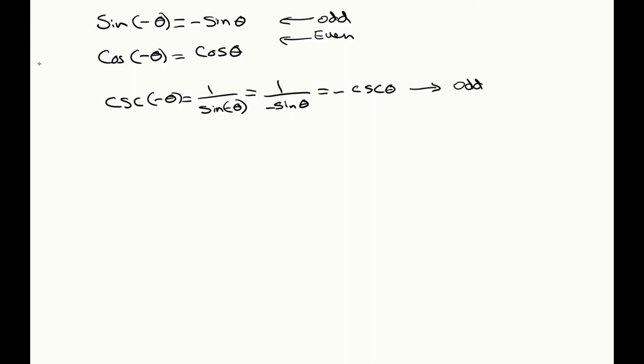And for secant of negative theta, we see that we get 1 over the cosine of negative theta. And as you know, cosine of negative theta is the same as cosine of theta, which is secant of theta. So we can see that the secant function, again, because f of negative theta equals f of theta, is going to be even.